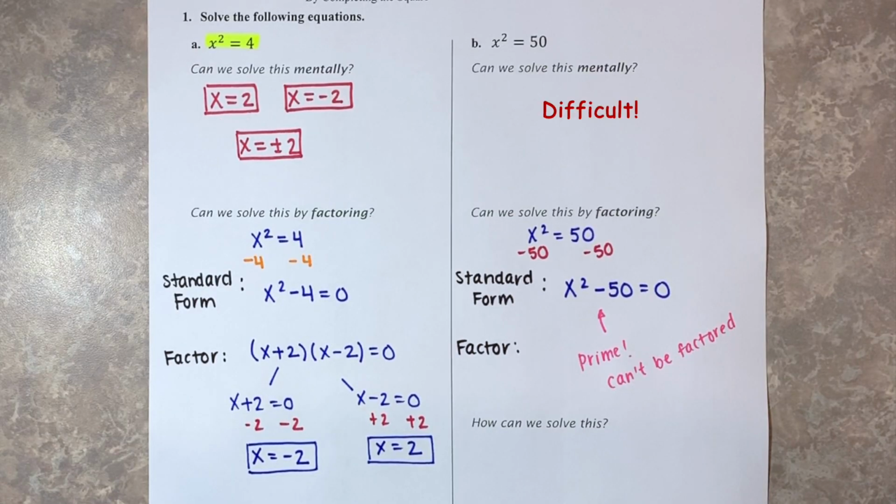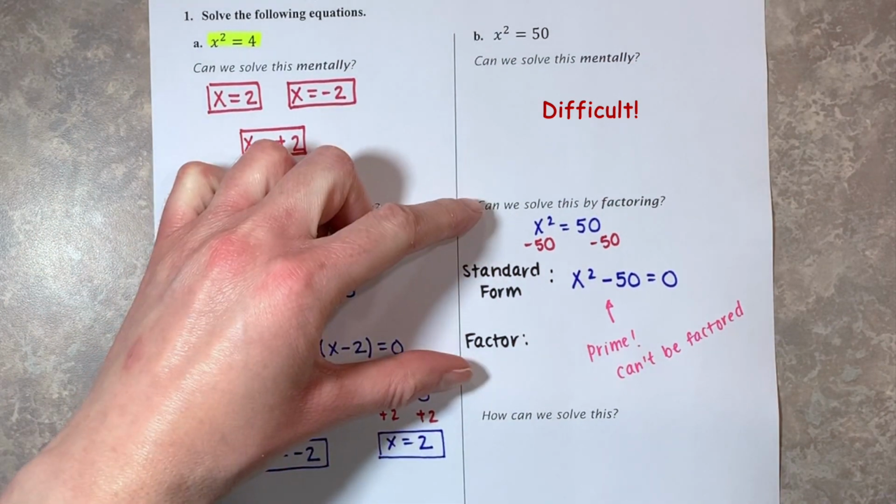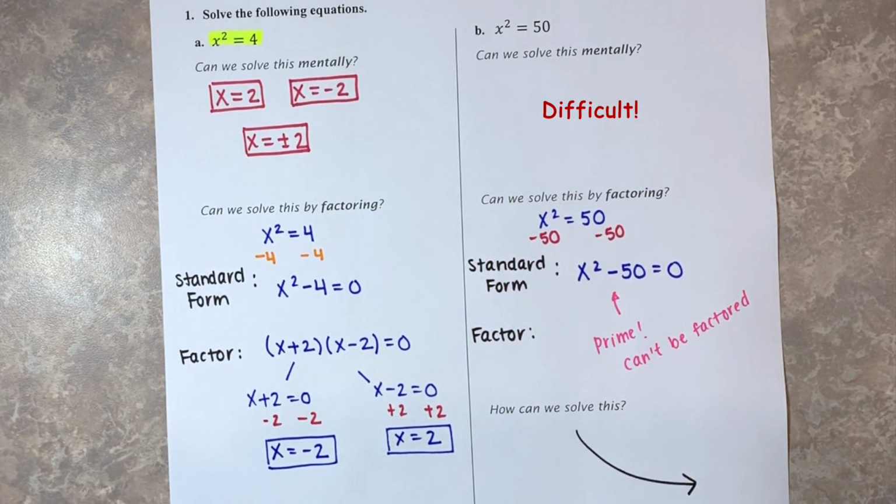So this problem demonstrates an issue. If we have a hard time solving this mentally, and if we can't solve it via factoring, how do we actually solve a problem like this? We're going to solve this exact problem on the next page. But in order to solve this exact problem on the next page, we need to introduce the square root property.